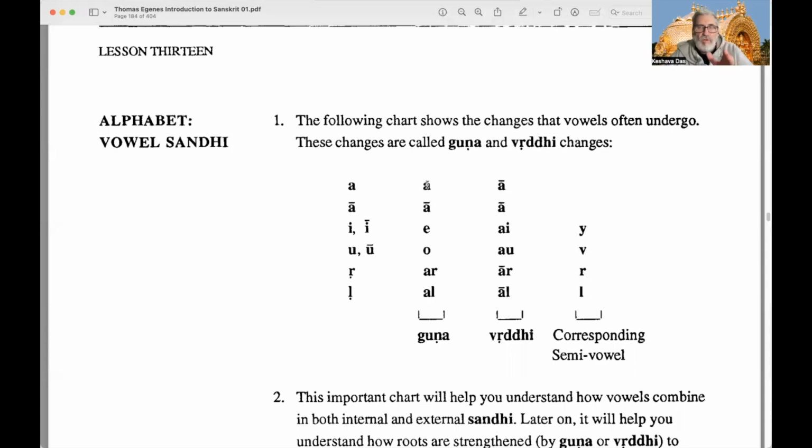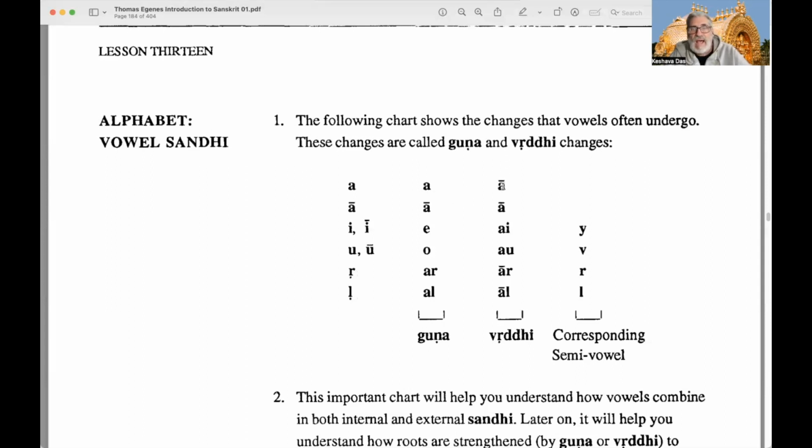Well, we'll see the use of guna and vriddhi later on, but just get this idea. From the long A it becomes also long A. From the short and long I it becomes the letter E, which is pronounced A. The short U and the long U become O. The short R becomes AR, and the short L becomes AL. That's the guna column. Now, the vriddhi column, the short A becomes long A.